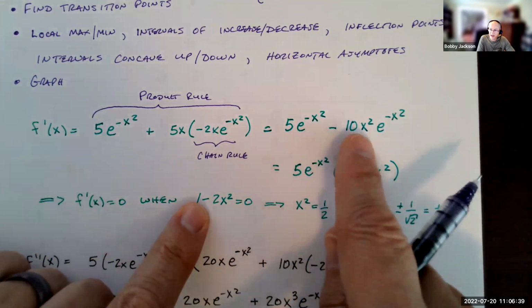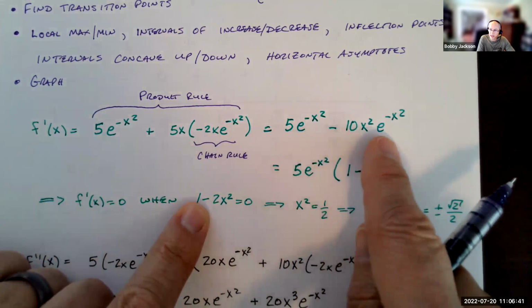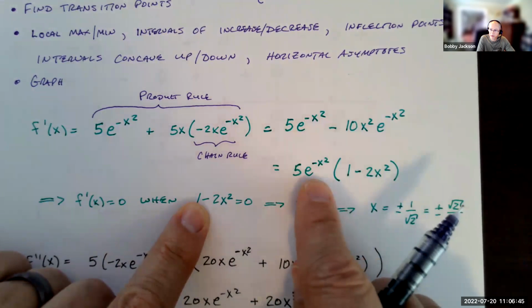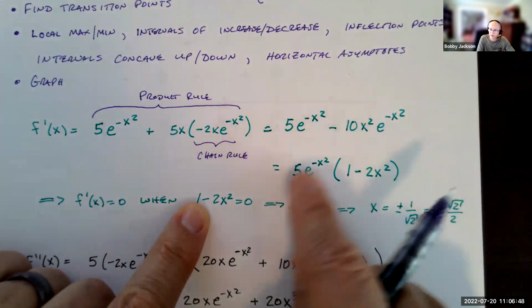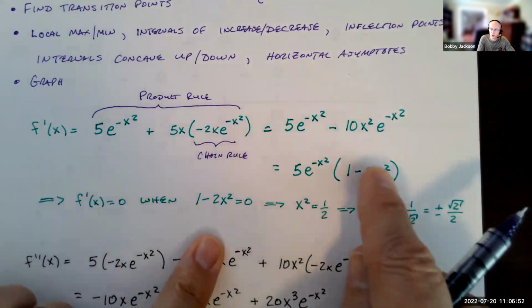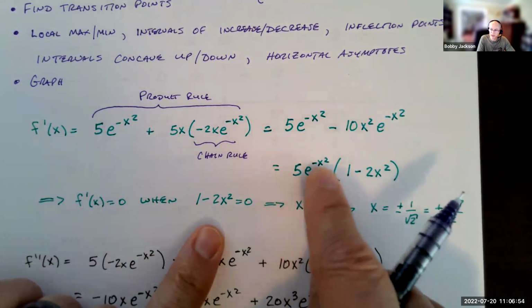Factor out a 5, right? And I got a common e to the negative x squared term. So I factor, I pull that out. That leaves me 1. And then 5 out of negative 10 leaves me negative 2, and then the x squared. So notice that this part is never 0, right?